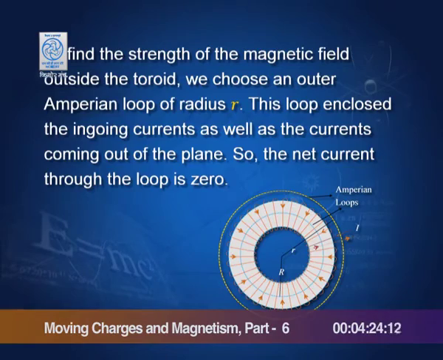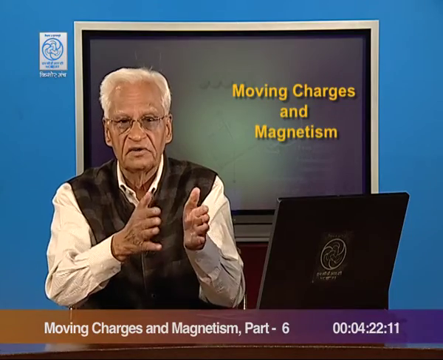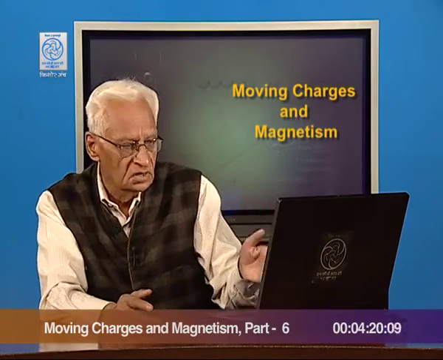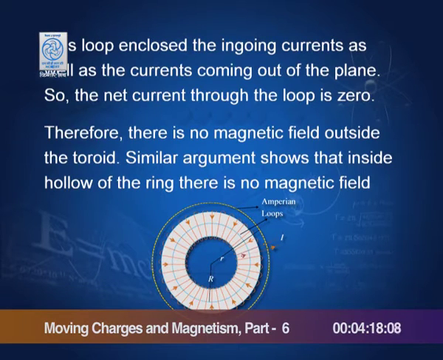Therefore, according to Ampere's law, B times whatever is equal to 0. Therefore, B is equal to 0. Similar arguments show that inside the hollow of this ring there is no magnetic field. This we have already done. In fact, inside the hollow also there is no current, and therefore, the field there is also 0. So, in the hollow it is 0, it decreases at r, and then it becomes 0 at the surface. That is the kind of field that the toroid has.